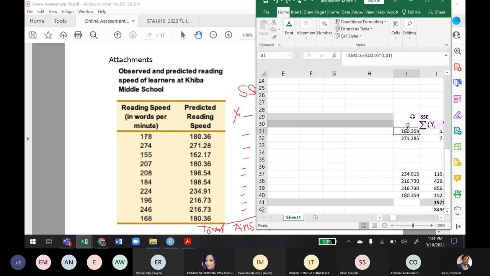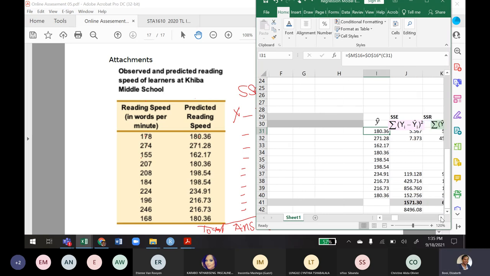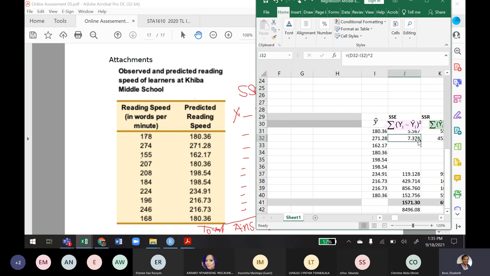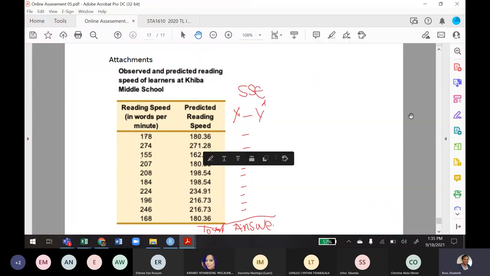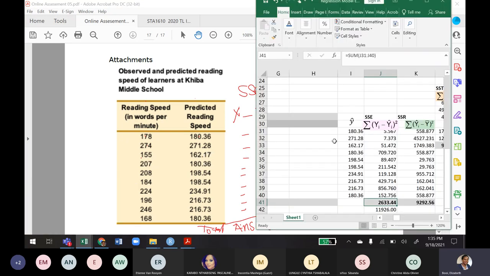You can use the template as well. So that is 180.36.28. They are already calculated there on the template, so the template does the work. The only thing I need to fix is the gaps in between all these other values. We already have the answer to the SSE. The answer is 2633.